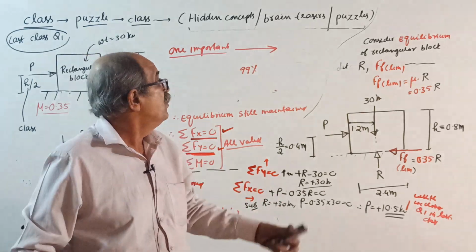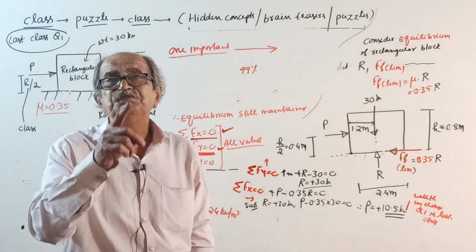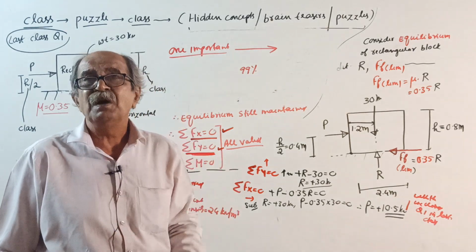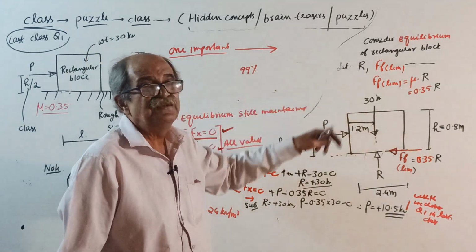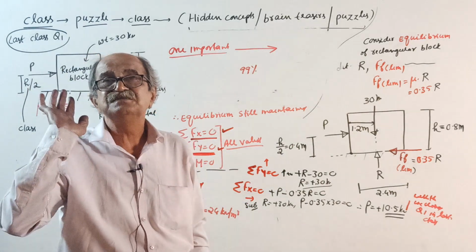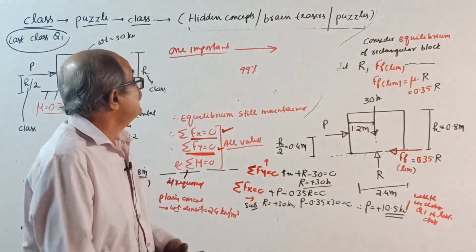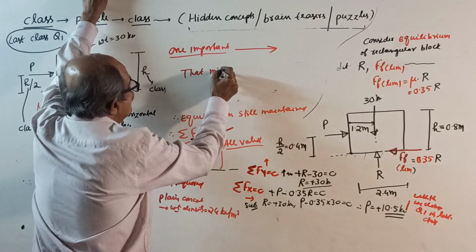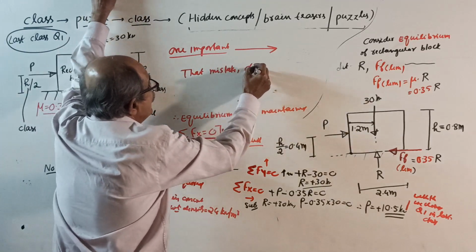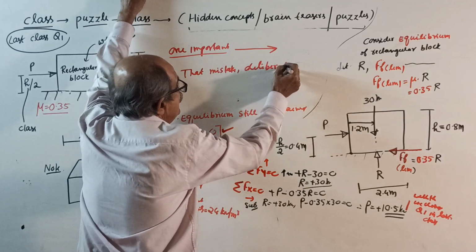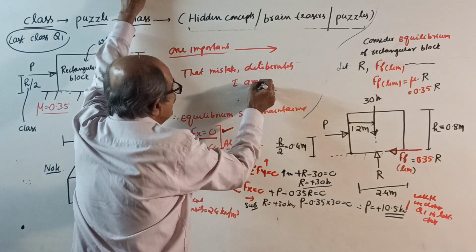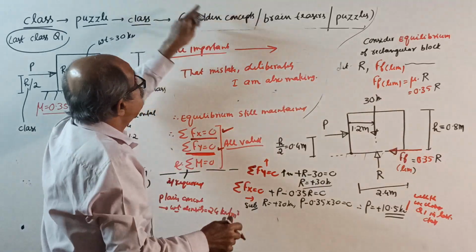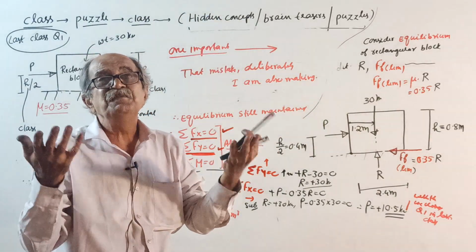But remember, something is going to happen now. Some problem comes here, which means there should be some mistake. That mistake I am committing now, deliberately. I am also making it. If that mistake is not made, the puzzle does not exist. But where the mistake is, I am not telling.